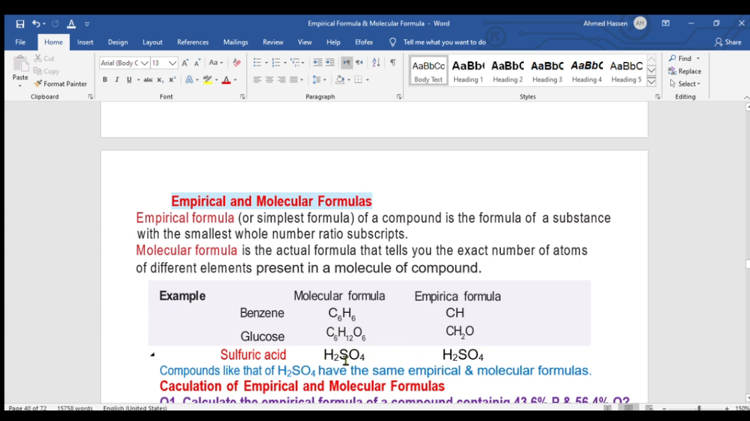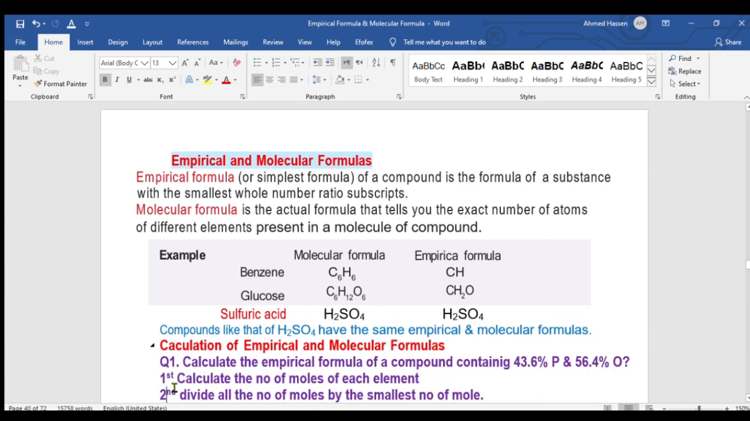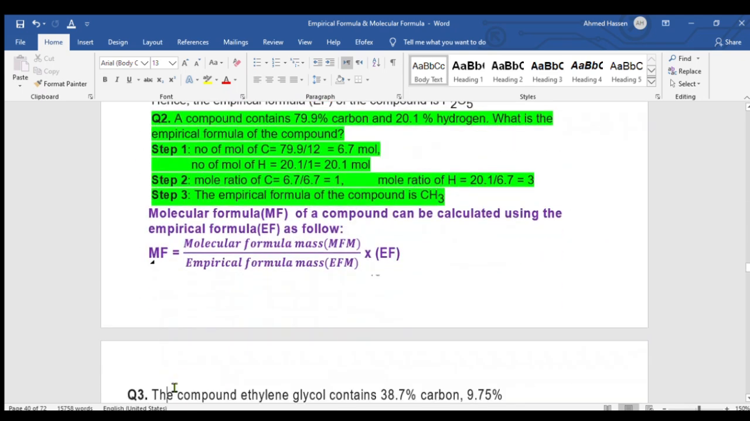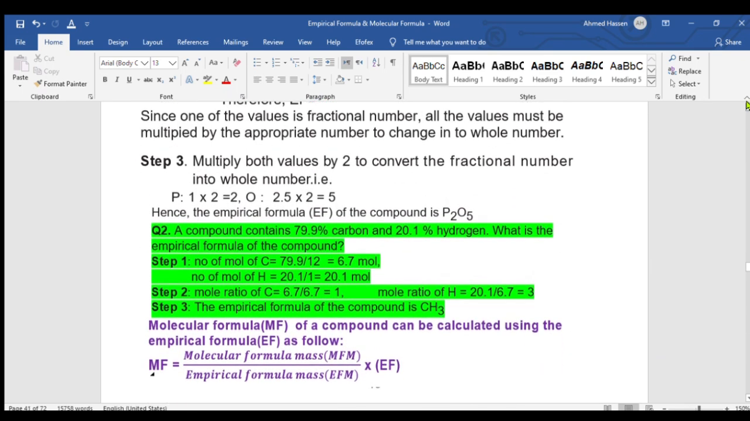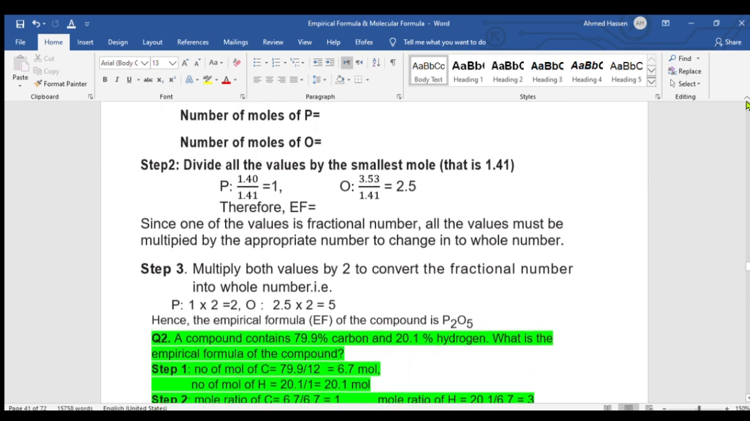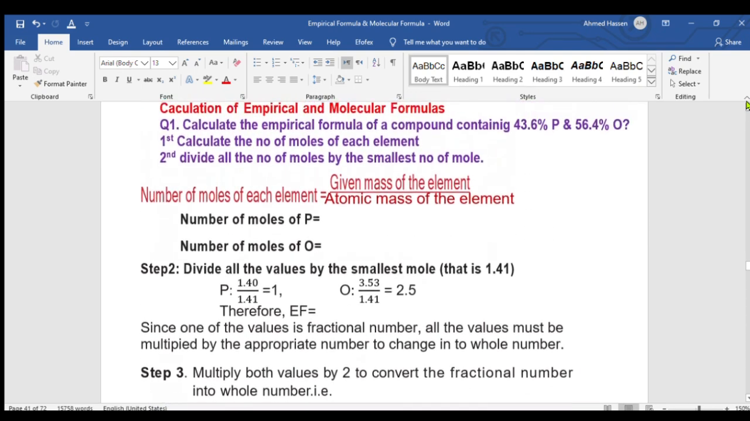There are many compounds like sulfuric acid, nitric acid, sodium carbonate, and so forth. There are many types of compounds having the empirical formula and molecular formula the same. Okay. How can you calculate the empirical formula of compounds? There are steps to be followed. The number of mole calculation is the first step.